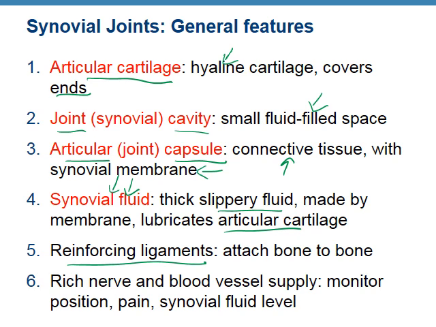We're also going to see reinforcing ligaments. Remember, ligaments attach bone to bone, so they're going to be around the synovial joint and offering reinforcement. Then we're also going to see nerve and blood vessel supply. And what do these nerves do? They're going to signal pain or monitor position, sending messages back to your brain about the current condition of your joint.